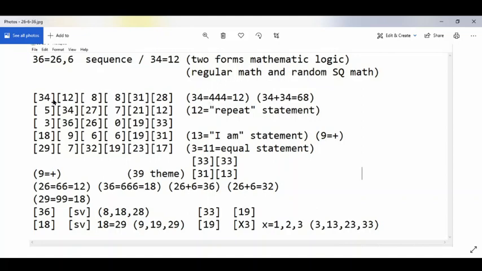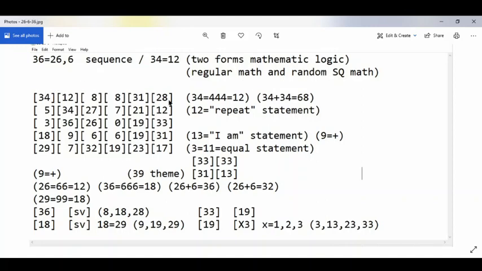I'll explain this sequence. So we have the 34, and that is equal to 444, because this statement says 3 fours. 4 4 4, right? 1 2 3, that's 3 fours, and that is equal to 12. So when you get a 34, it's a good possibility you'll get a 12 right there. So this is a very natural sequence, so you want to be aware of that.